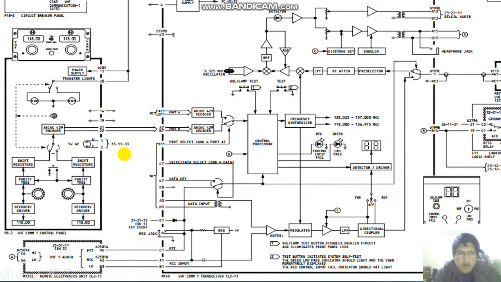So to solve this problem about the VHF communication, it is very important to use the troubleshooting. In this manual, it shows the step by step to isolate other faults. So it's all for my video.